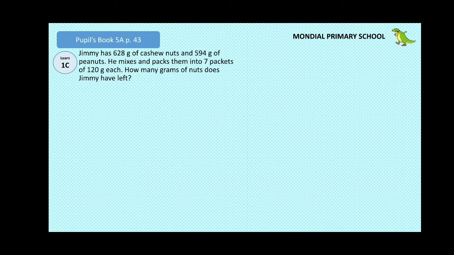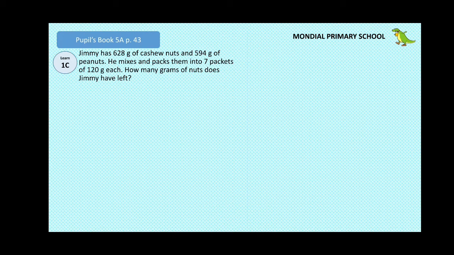Next, let's learn more about solving a math problem from 1C. Open your textbook, page 43, and do number 1C. First, let's read the question together. Jimmy has 628 grams of cashew nuts and 594 grams of peanuts. He mixes and packs them into 7 packets of 120 grams each. How many grams of nuts does Jimmy have left?